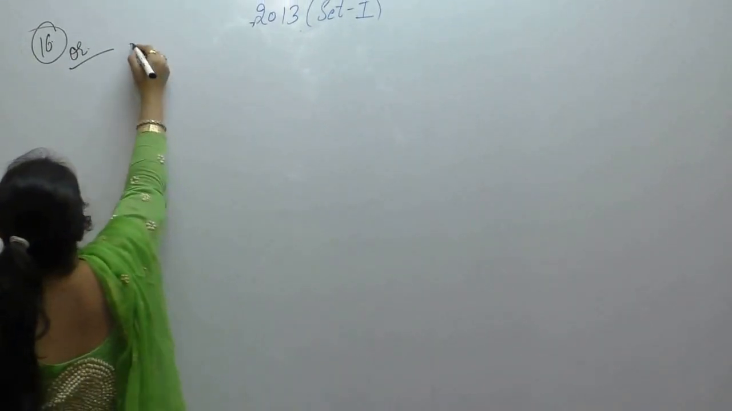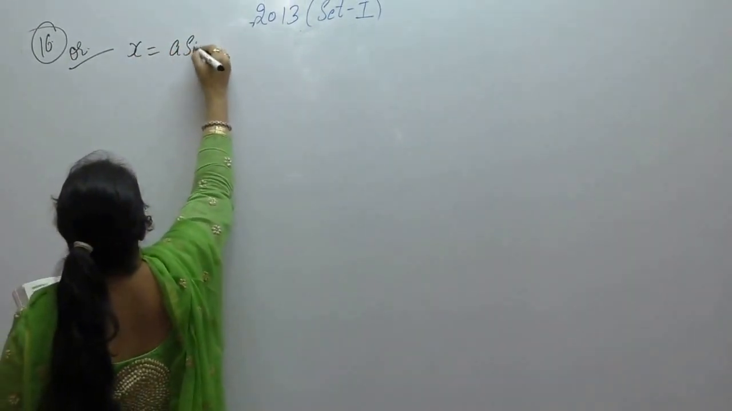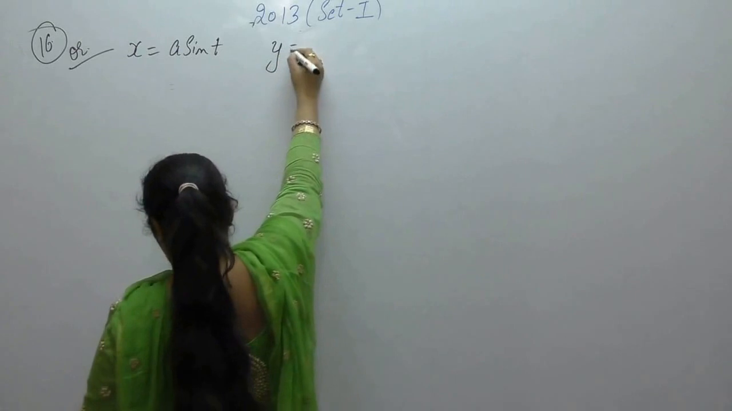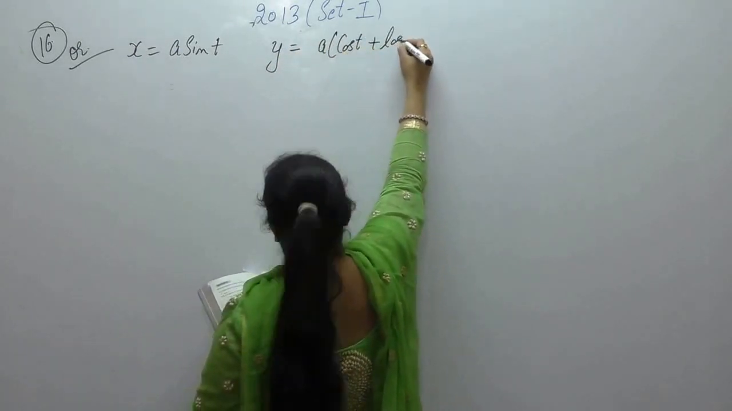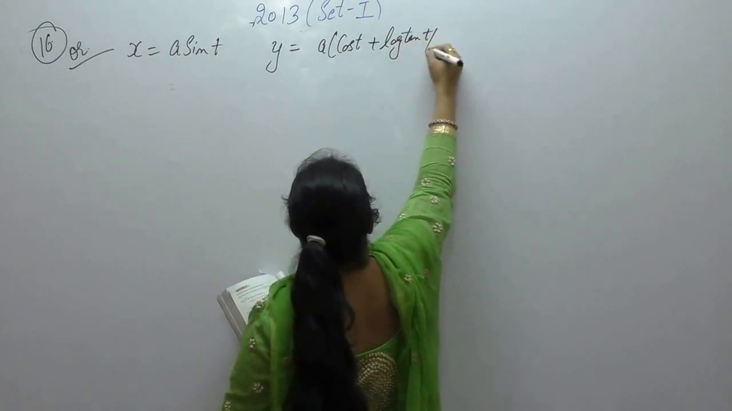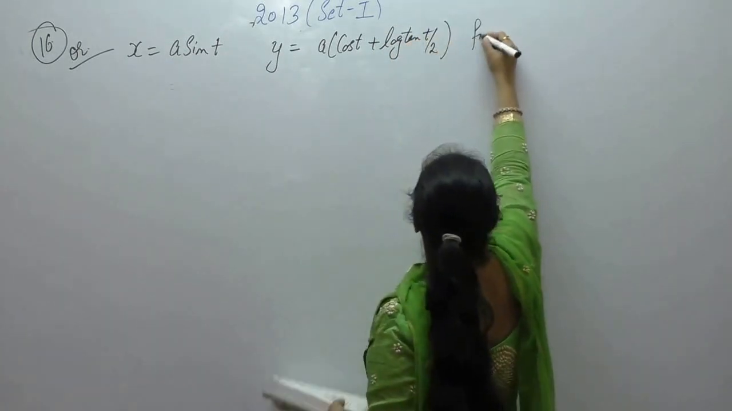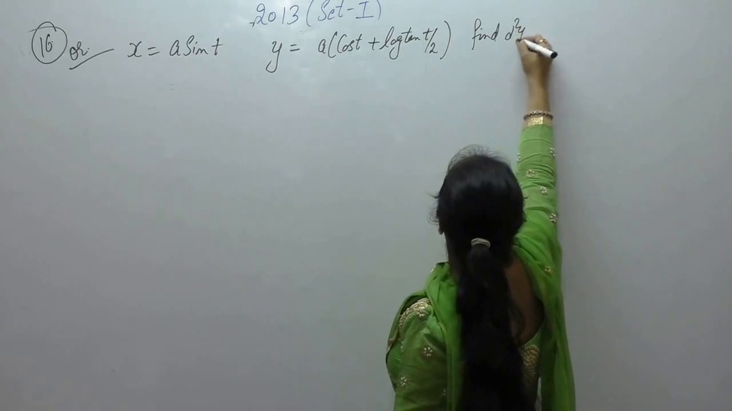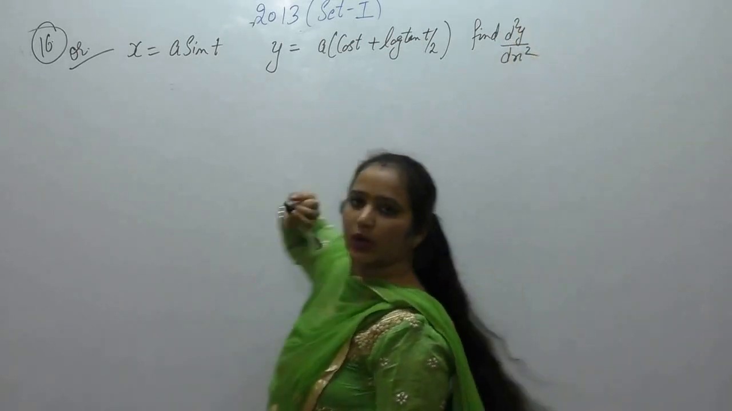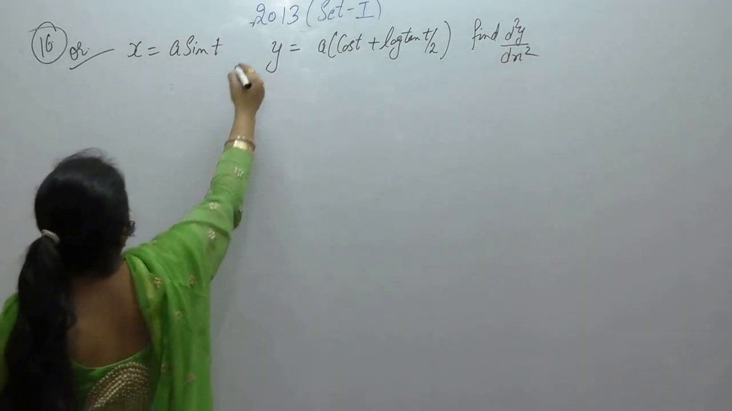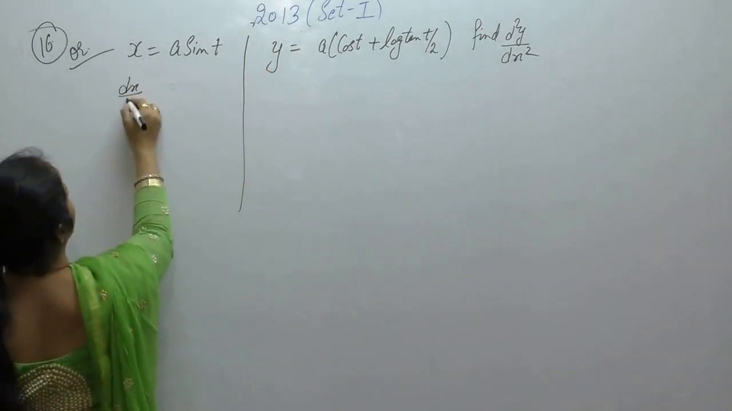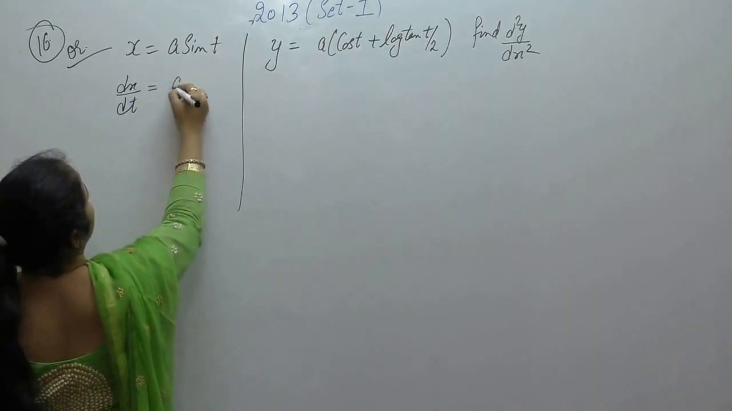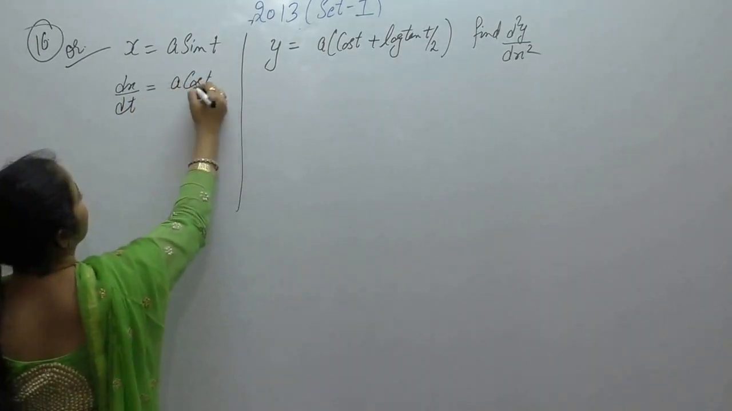If x is equals to a sin t, y is equals to a cos of t plus log tan t by 2, then find d square y upon dx square. First, this is the function with respect to t. So first find dx by dt. Differentiate with respect to t. Derivative of sine is cos.